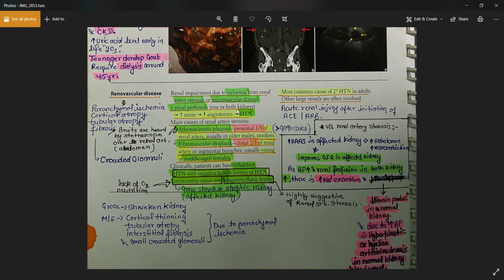Now comes the causes. These are the atherosclerosis, of course. And whenever you have the atherosclerosis, it will always affect the proximal one-third of the renal artery. The location is very important. It is always the proximal one-third. Step 1 will describe your scenario, and they will tell you that on the angiography, the patient is found to be having a stenosis in the proximal one-third. And that means they're talking about the atherosclerosis.